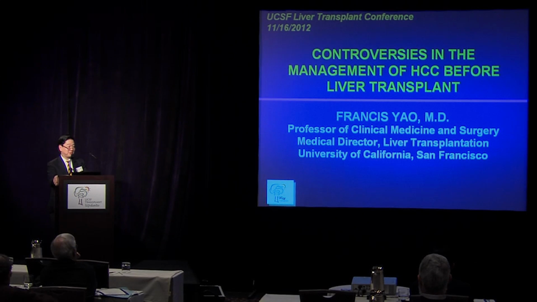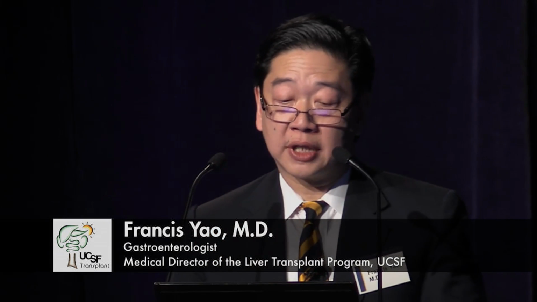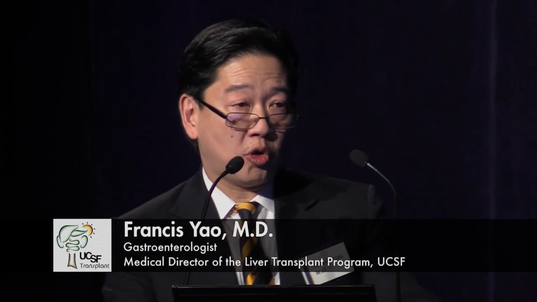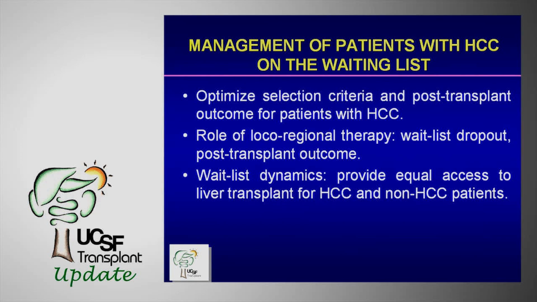I'm going to share with you some thoughts about the challenges and controversies that we're facing in managing patients with HCC while they're on the waiting list for liver transplantation. So what are the goals that we are trying to aim for in managing these patients on a waiting list? I think there are three. First, we like to optimize selection criteria and preserve really good post-transplant outcome. And in doing that, we have to balance our intention to maximize the benefit of liver transplant to these patients.